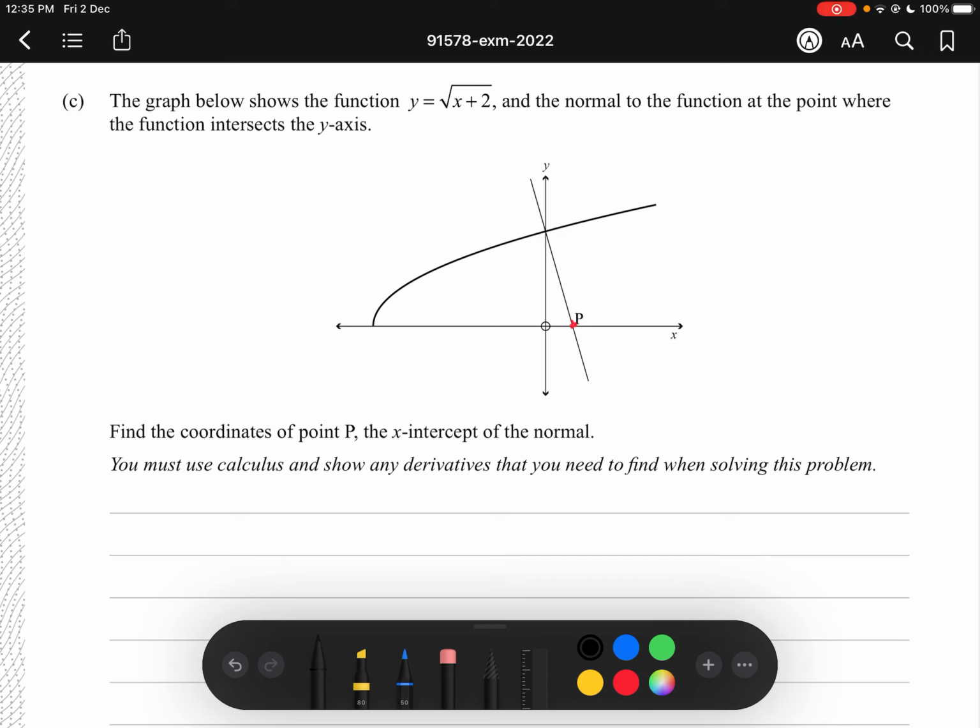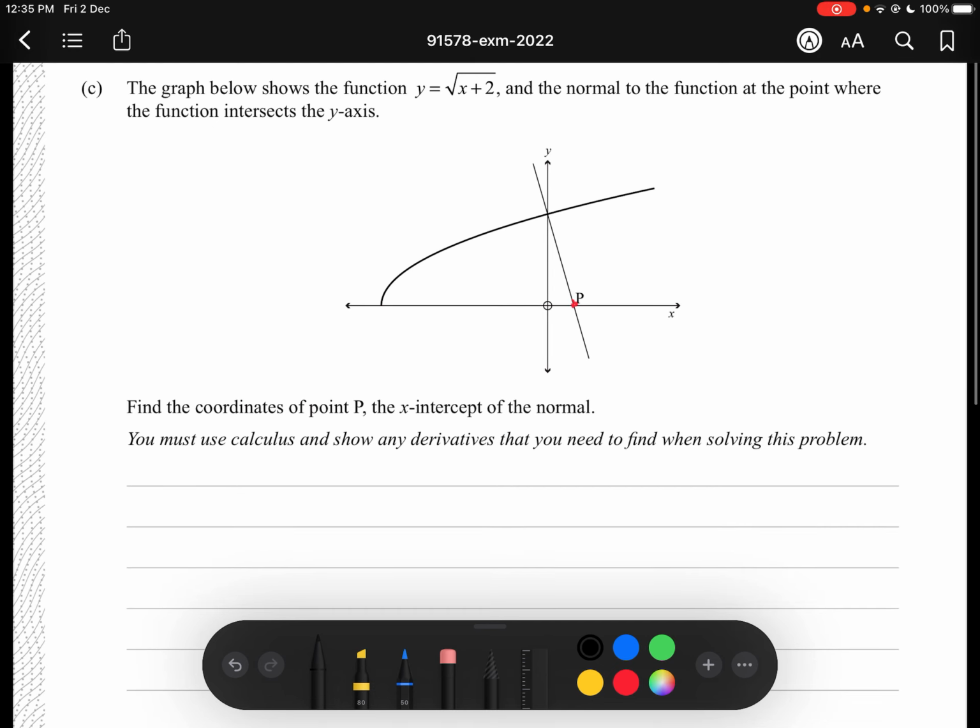And when we find the gradient of the normal, we can use the point that it passes through, which is the point on the graph, as an initial point to find our c value for our line. And then we can substitute y equals 0 in order to find the x value, and then we'll be able to find point P.